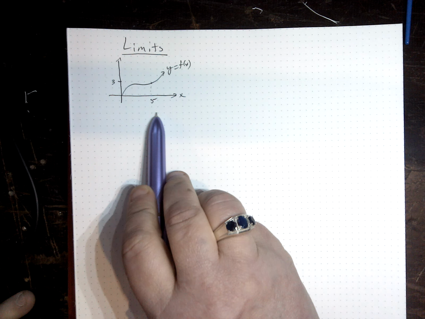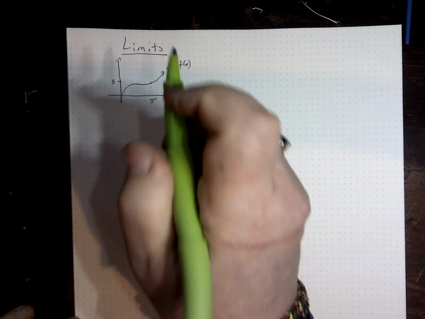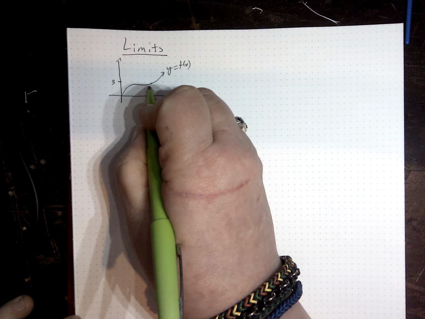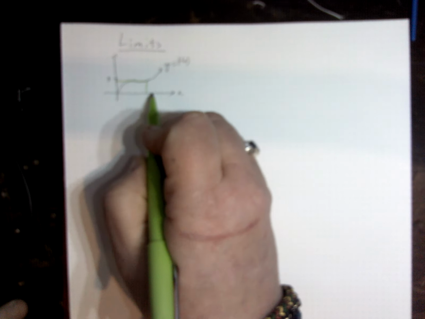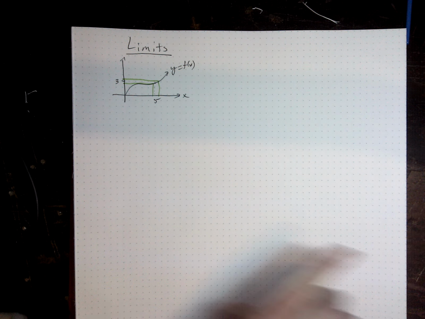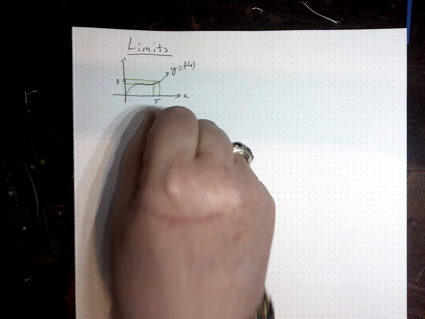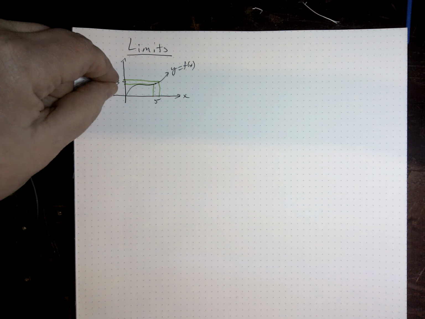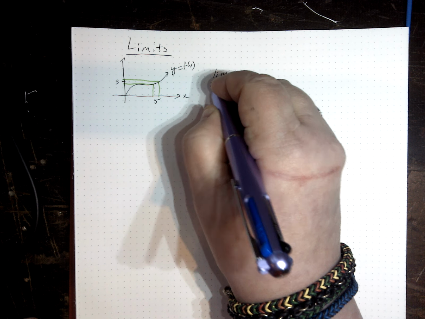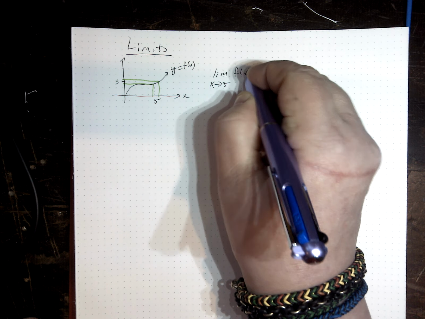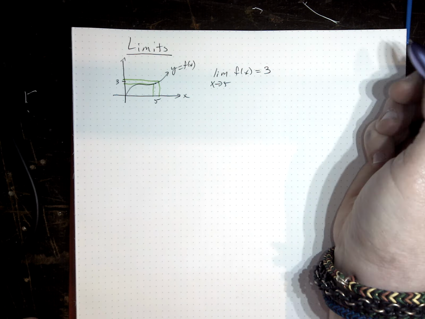Okay. Now, as I plug in numbers closer and closer to 5, the value of my function will get closer and closer to 3. Here, if I plug in something a little bit smaller than 5, it'll spit out something a little smaller than 3. If I stick in something a little bit bigger than 5, it'll spit out something a little bit bigger than 3. And so as I get closer and closer to the 5, the values of my function will get closer and closer to the 3. So I can say the limit as x approaches 5 of f of x is equal to 3.